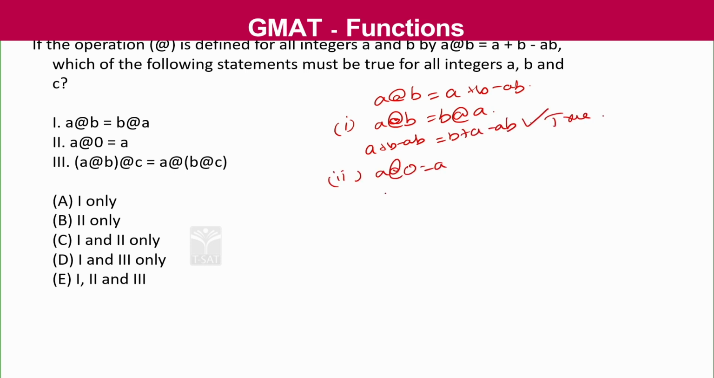Let's check that. a at the rate of 0 will be a plus 0 minus a into 0, that is again 0. So, that will be equal to a. So, it is true. Let's check the third option.